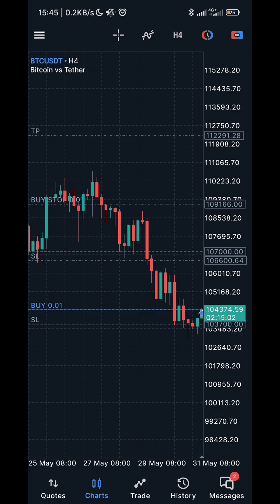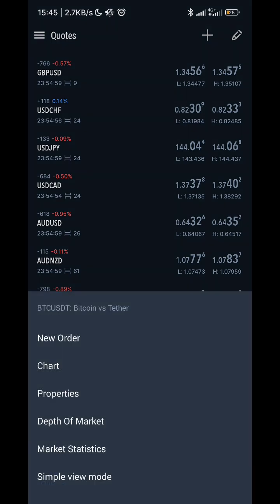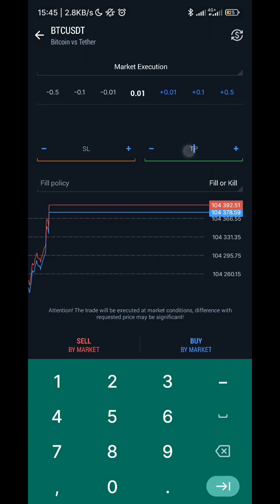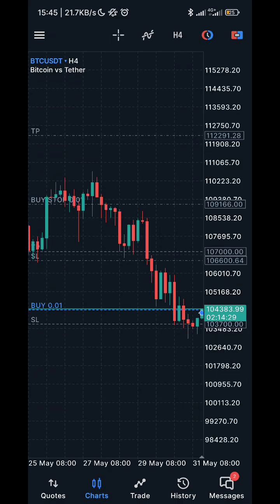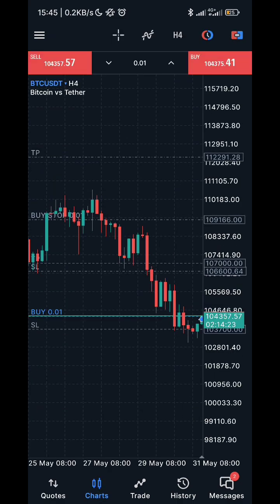Lastly, you can actually still place a trade from this chart screen. So there are two ways you can place a trade from here. One, if you want to enter a market execution like we just did, instead of going back to quotes, putting SL, putting TP and buying by market, you can just come to the chart, click on this rectangle icon, and you can instantly buy or instantly sell, depending on whatever you want to do.